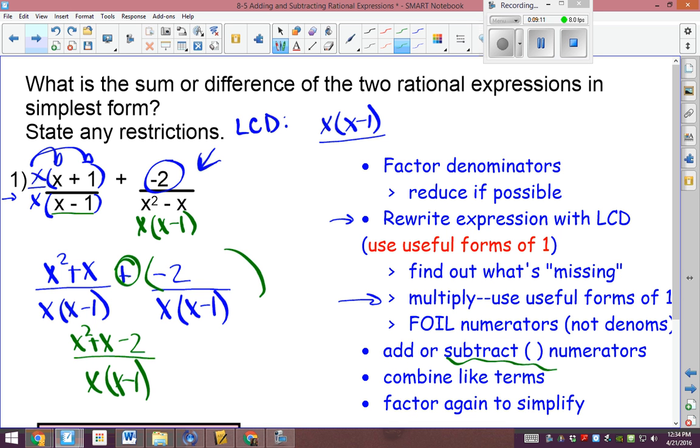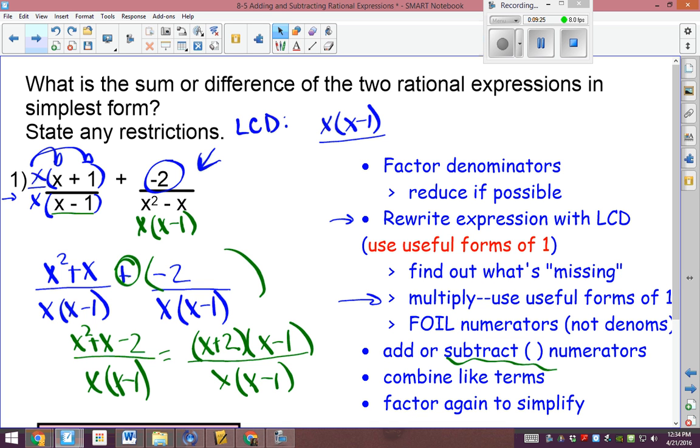Could we factor this numerator? x plus 2, x minus 1, and that is helpful. Oh, I see now. There's a useful form of 1. Yeah, x minus 1 over x minus 1. So if we change it to a 1, it kind of goes away.